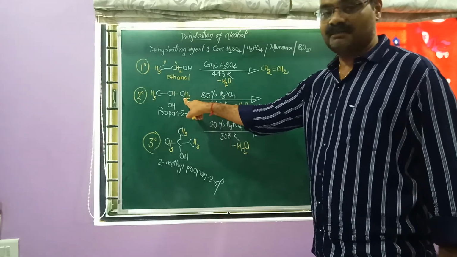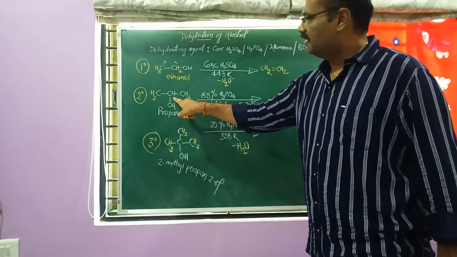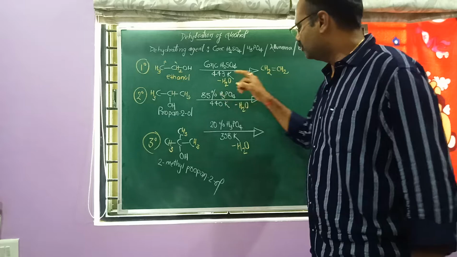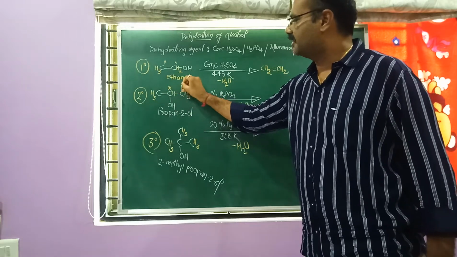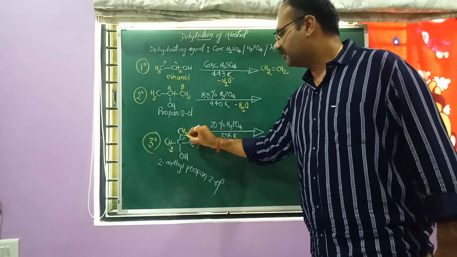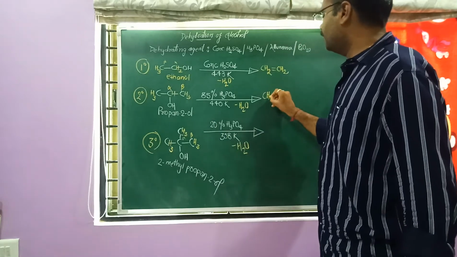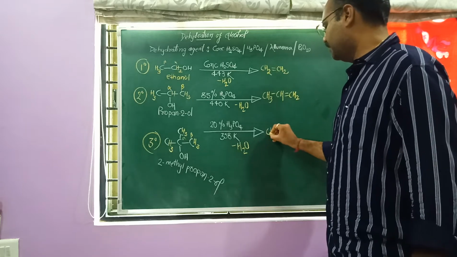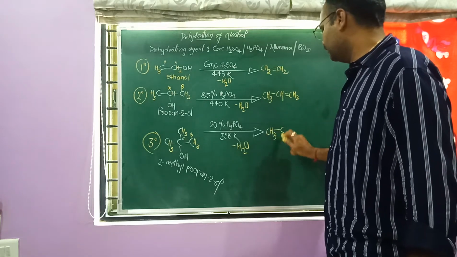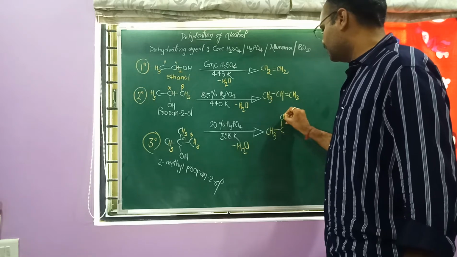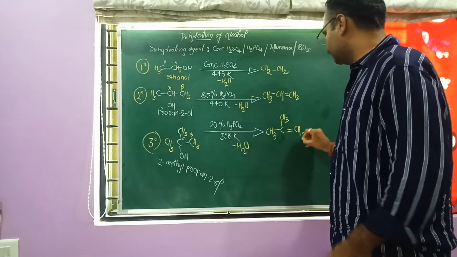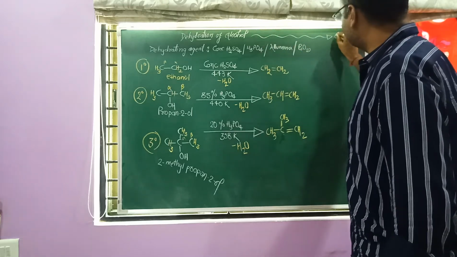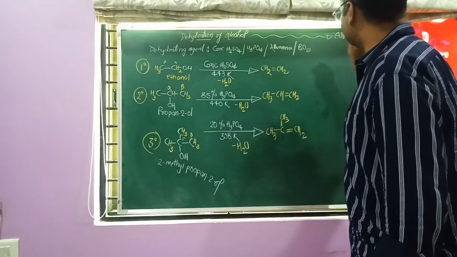In this case, suppose this is alpha. From the alpha carbon, OH minus is removed and from beta, H plus is removed. So the double bond will form between this alpha and beta. In this case, we consider this alpha and beta. So the final product I am writing here, alkene. In this case, CH3 double bond CH2. In short, by dehydration of alcohol, we obtain alkene. Alkene is the final product.